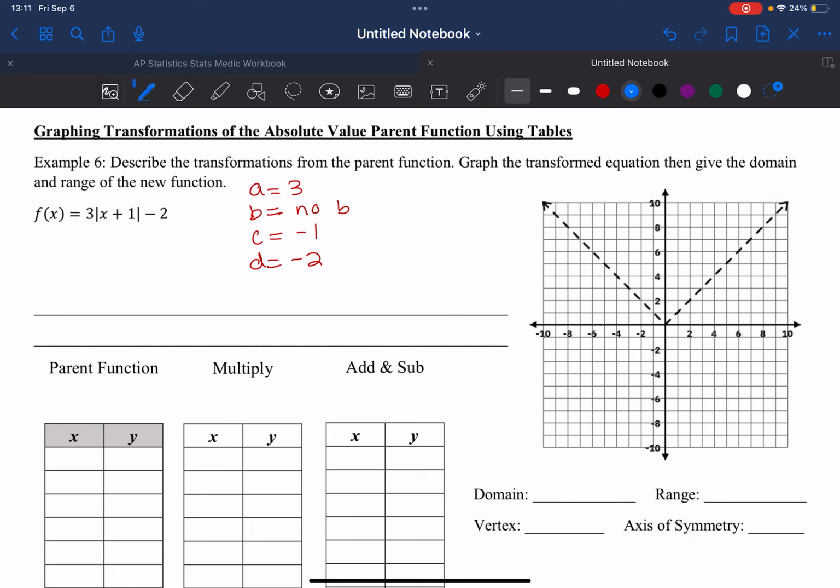So based on that, now I'm writing what is happening with each one. Since my A is 3, I'm going to have a vertical stretch by 3. Nothing happened with the B, so I skipped that one. And then C is negative 1, which means I'm going to go left 1. And D is negative 2, so I'm going to go down 2.